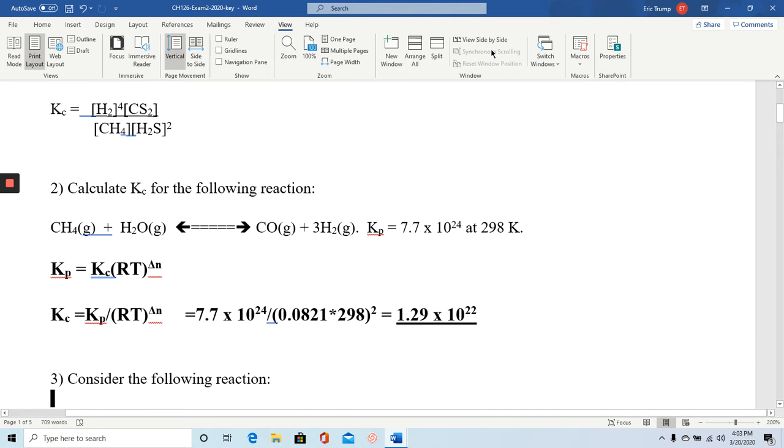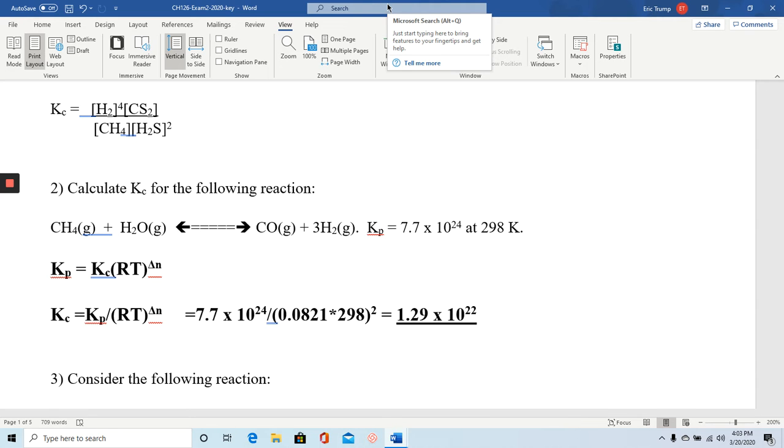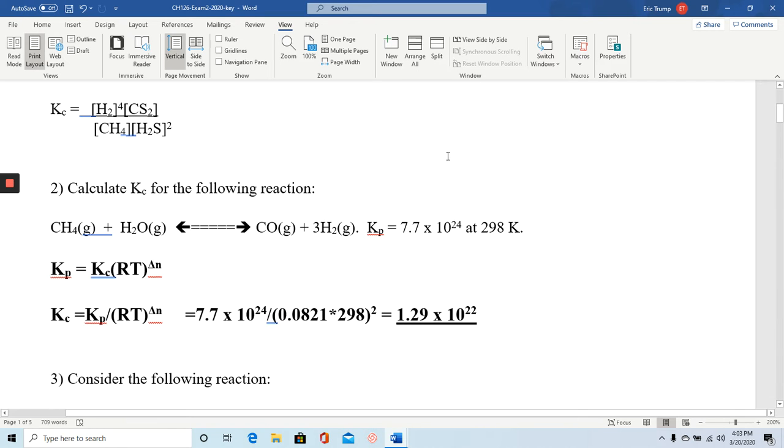Second question would be to calculate Kc. Okay, so we need to rearrange this equation. And the change in the number of moles of gas is +2. There's 4 on the product side, 2 on the reactant side. Okay, so we raise this to the second power.